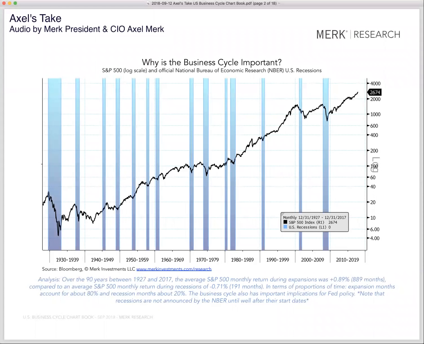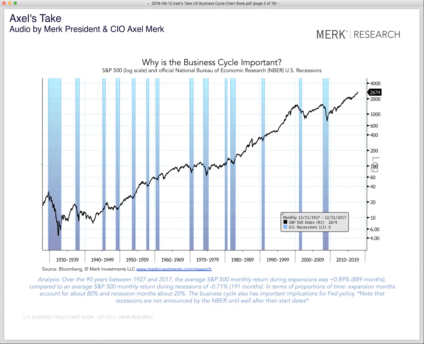So with that said, here's the chart. Why is the business cycle important? Why do we do this? That's obvious in some ways. Stock markets, risk markets, as they're sometimes referenced, and risk markets go beyond the stock market, but stock markets have historically done substantially better during periods of economic expansion.